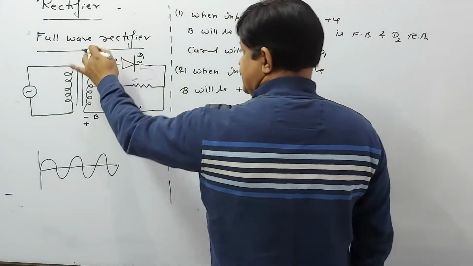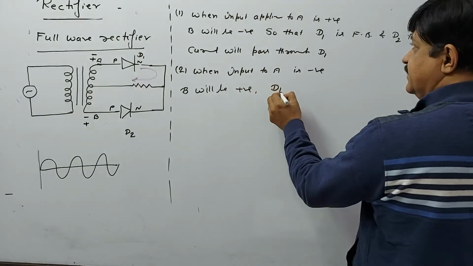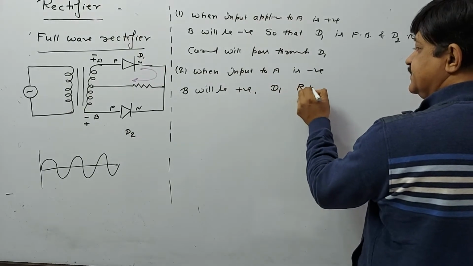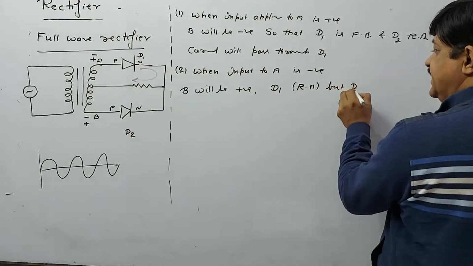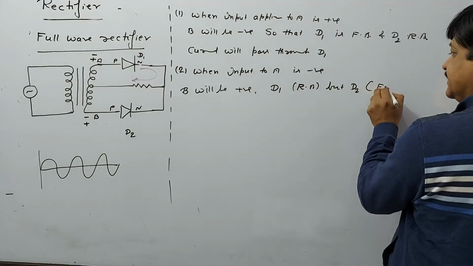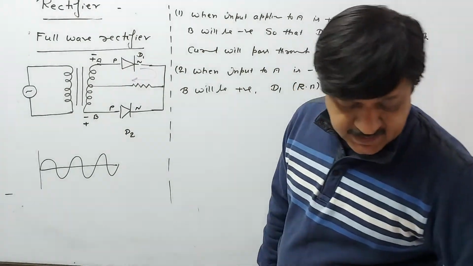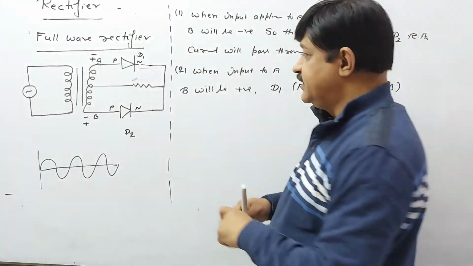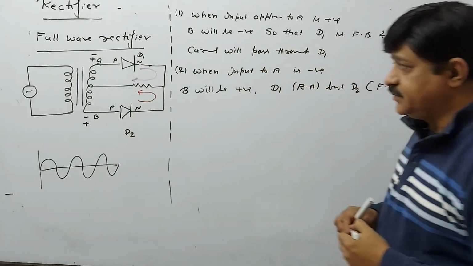अगर एक नेगेटिव होगा दूसरा पॉजिटिव हो जाएगा. D1 रिवर्स बायस्ड, बट D2 फॉरवर्ड बायस्ड. और क्योंकि इस बार D2 फॉरवर्ड बायस है, so current will flow this time to D2. So in the second half, the current will flow through D2.